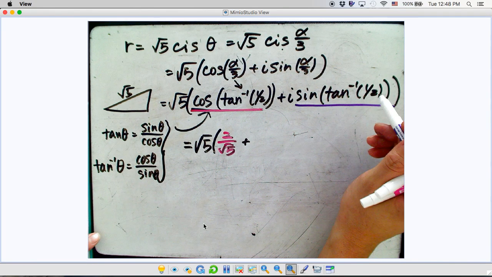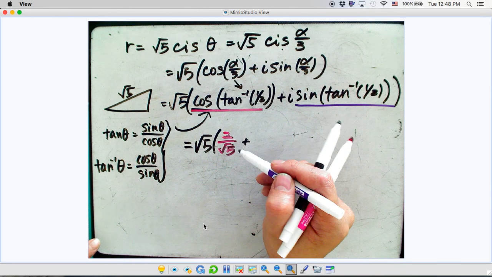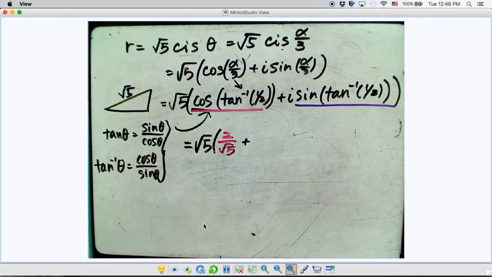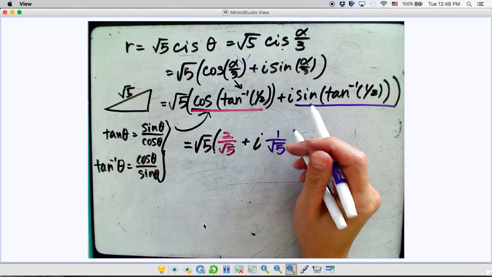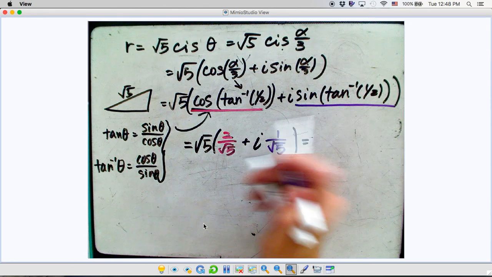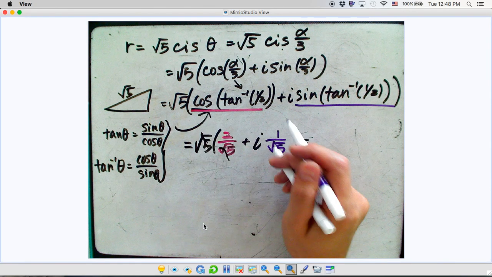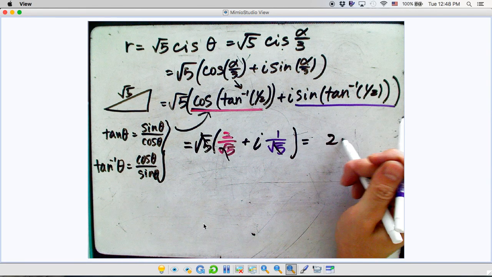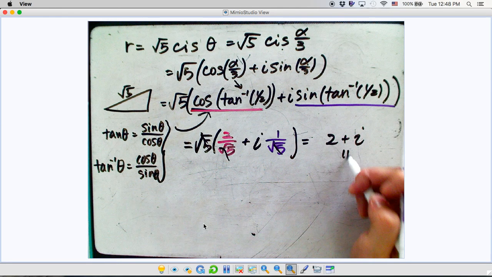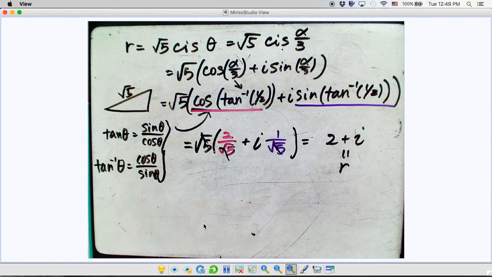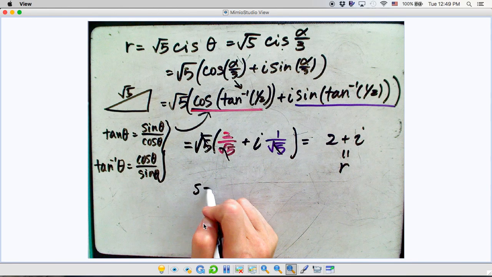This part will be 2 over square root of 5, plus this i times the sine of the inverse tangent of 1/2 part, which will be i times 1 over square root of 5. If you distribute the square root of 5, those are going to cancel out, so we'll have 2 plus i. So this is what the r is, 2 plus i. And if you do the same thing for s, you will find out that s equals 2 minus i.